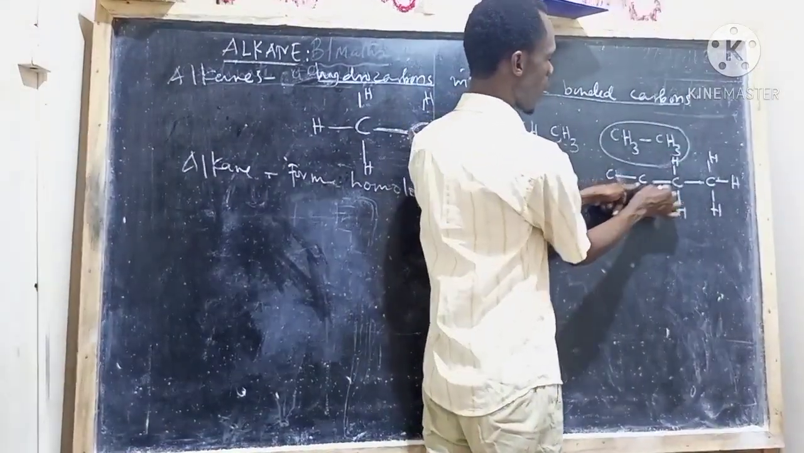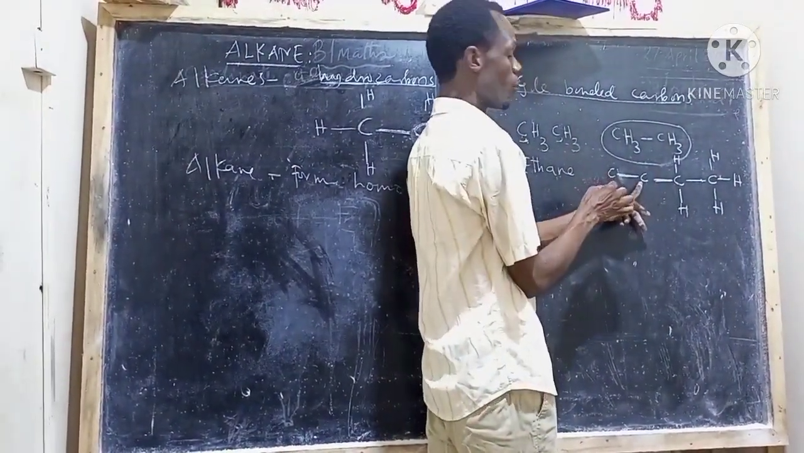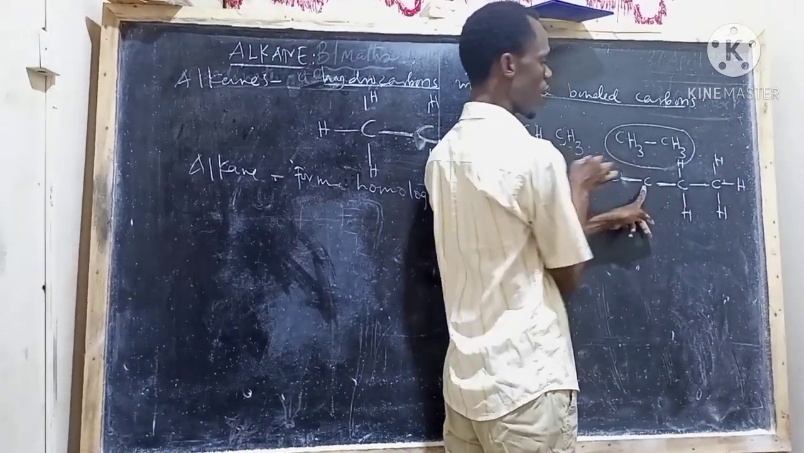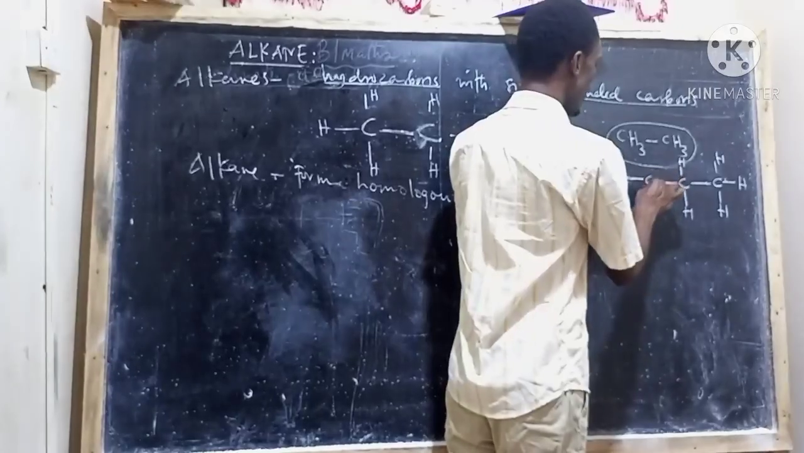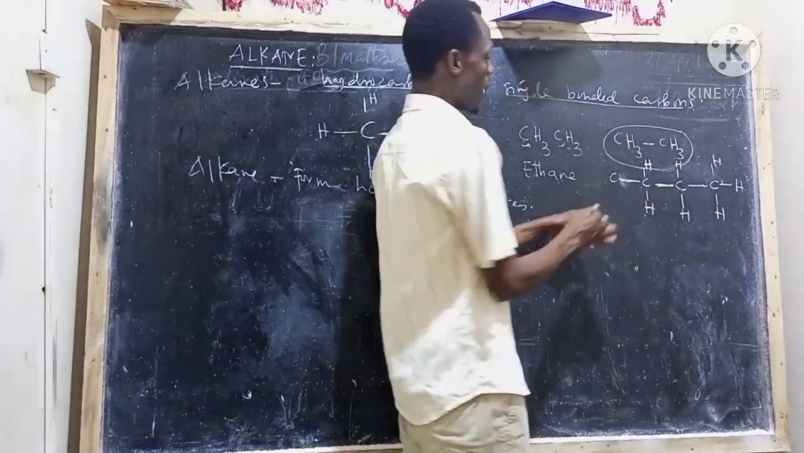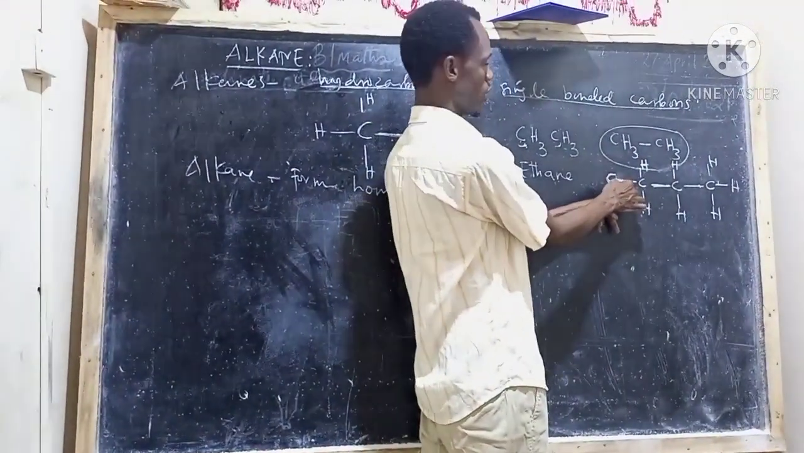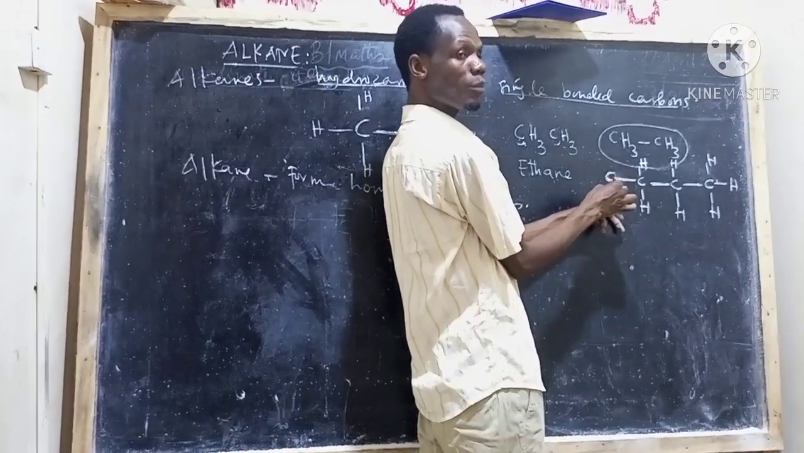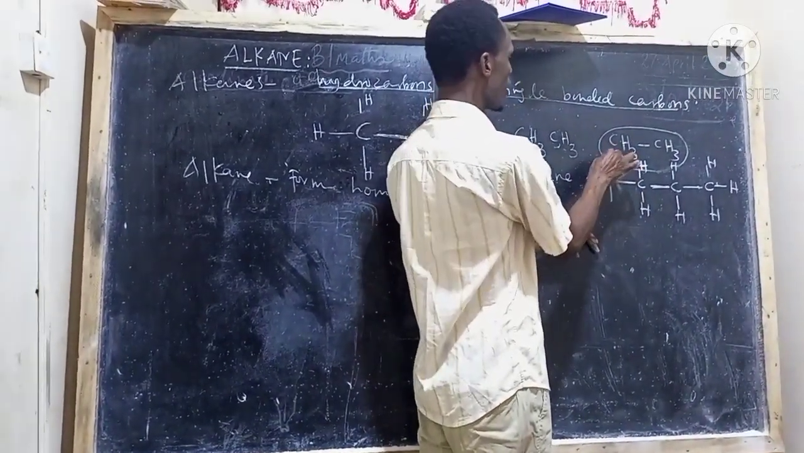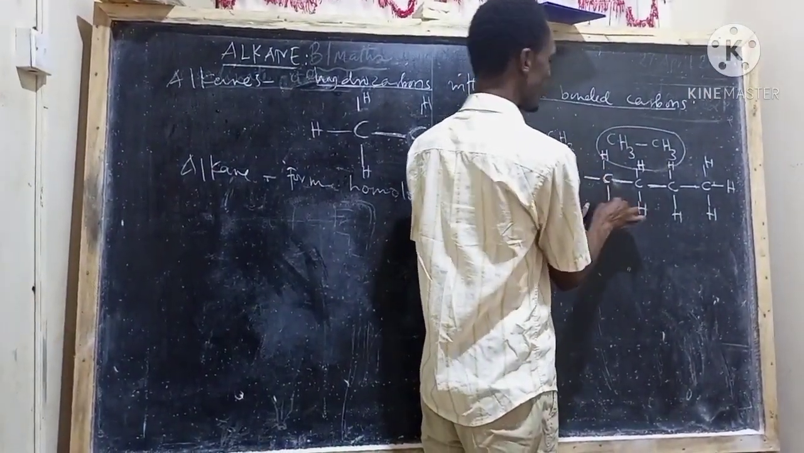The same applies to this one. It has been joined by two bonds, one bond on one side and one bond on the other side. Now, we have left with two bonds to fill, since it is a tetravalent element. But when you look at this carbon now here, it is only joined by one bond. So to meet its condition of being a tetravalent element, we have left with three hydrogens. So this is the hydrogen here, hydrogen here, hydrogen here.